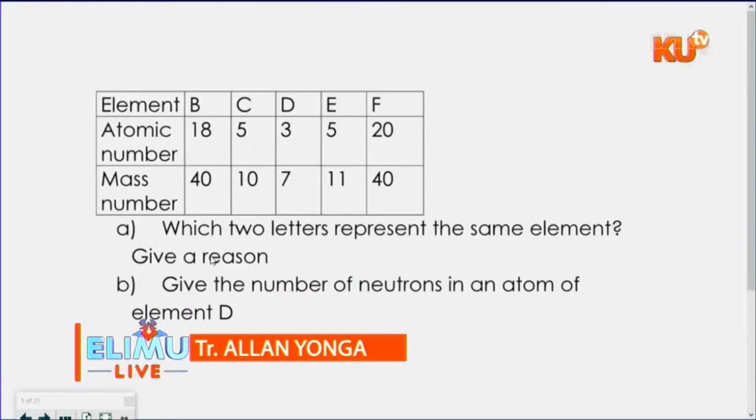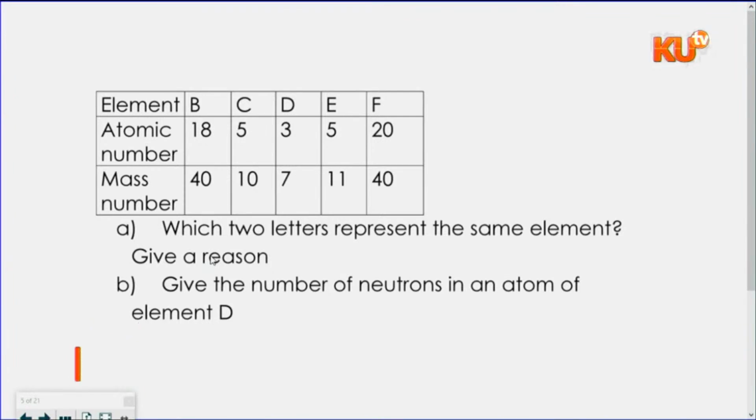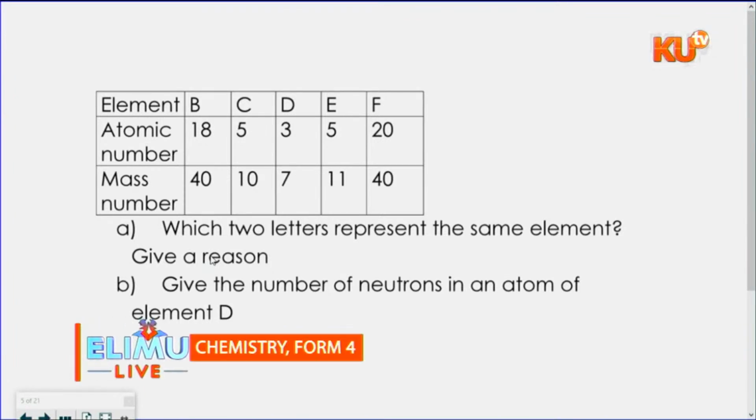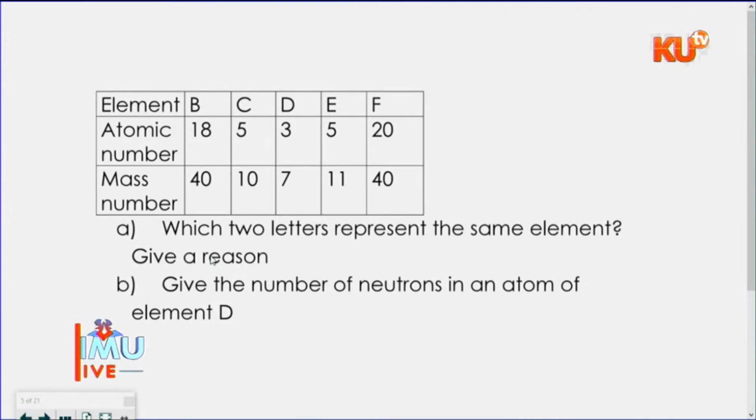Let's move to the next letter, which is letter C. You see how it looks, letter C. So letter C, we have atomic number 5 and mass number 10. To interpret that, it means it has 5 protons, it has 5 electrons, but to get neutrons, you have to do mass number minus atomic number. With that analysis, you can also do it on your own for elements D, E, and F. Let's move to the first question.